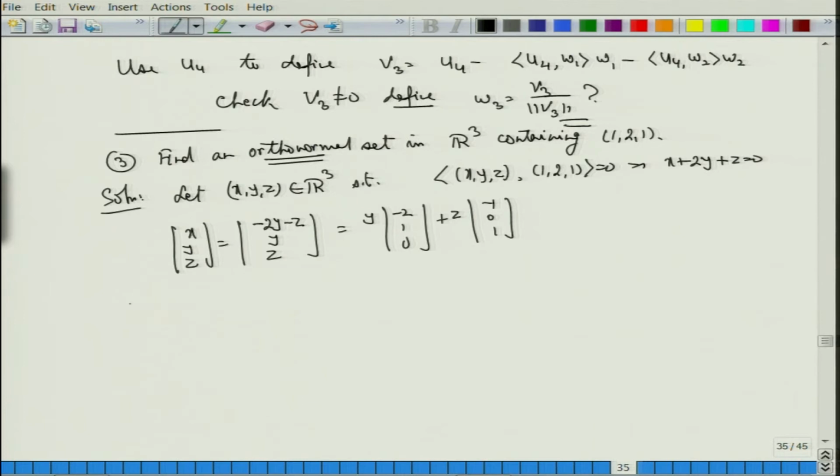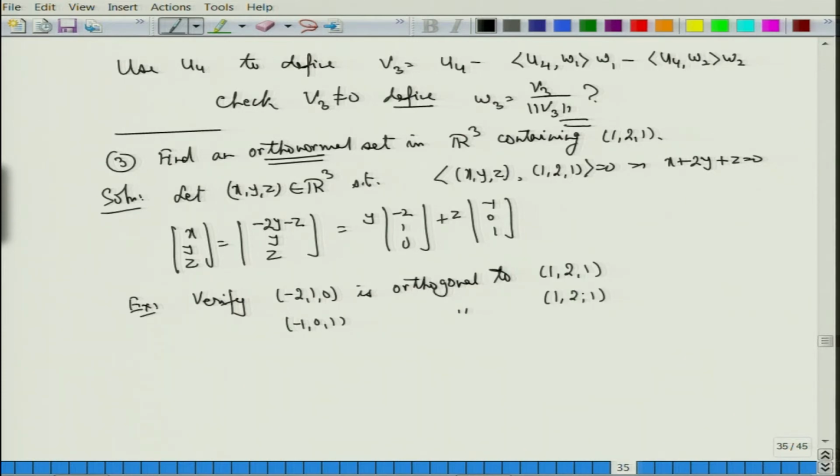So, check that. Exercise: verify that (minus 2, 1, 0) is orthogonal to (1, 2, 1), unless I have made a mistake. So, it is okay, yeah, it is correct. (Minus 1, 0, 1) is orthogonal to (1, 2, 1), that is also true, no problem, everything is okay, fine.